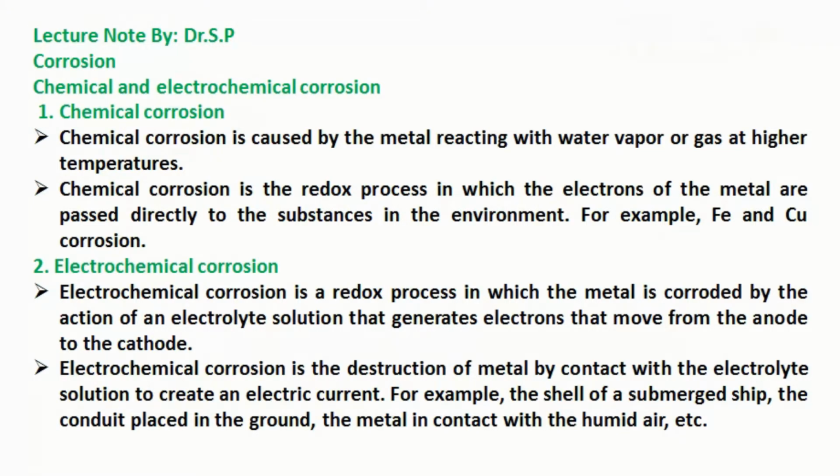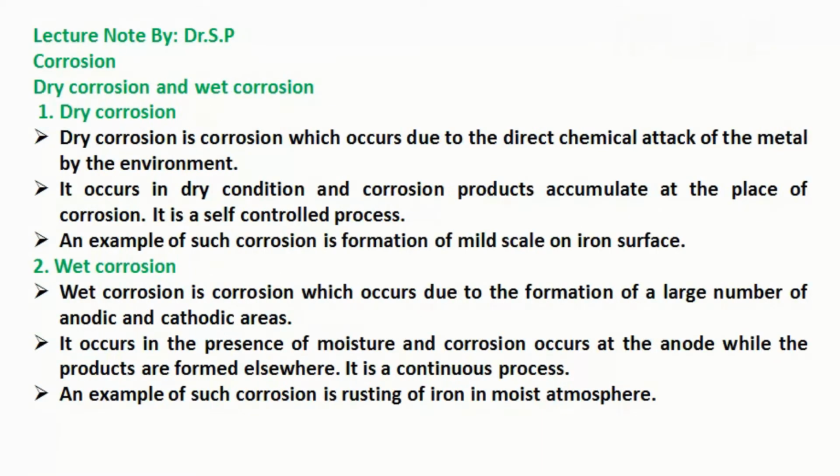Electrochemical corrosion. Electrochemical corrosion is a redox process in which the metal is corroded by the action of an electrolyte solution that generates electrons that move from the anode to the cathode. Electrochemical corrosion is the destruction of metal by contact with the electrolyte solution to create an electric current. For example, the shell of a submerged ship, the conduit placed in the ground, the metal in contact with the humid air, etc.